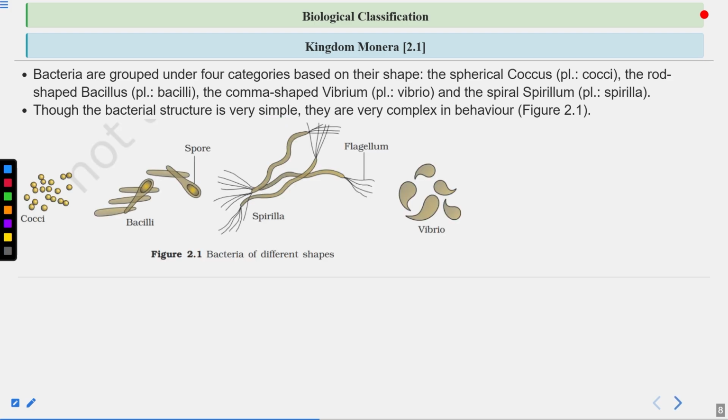So you can see these are bacteria of different shapes. Bacteria can be spherical. Bacteria can be rod shaped. An example is bacillus. Then they can be spiral shaped, and they can have flagella also. Flagella help in the motility of the bacteria, and they can be comma shaped, such as Vibrio. An example is Vibrio cholerae, which causes cholera.